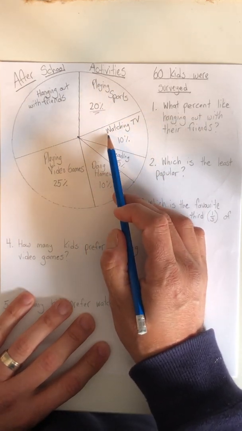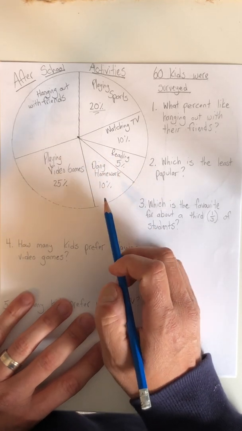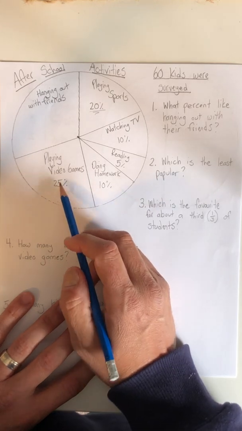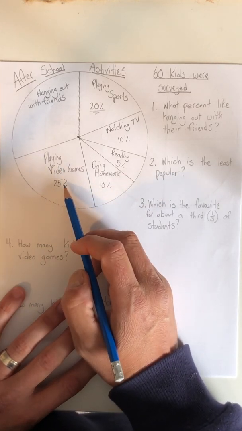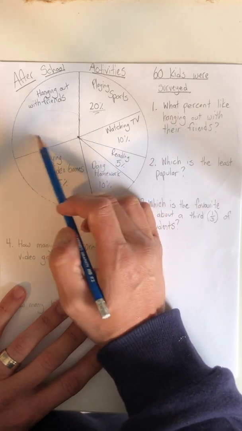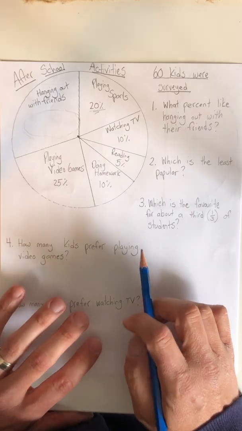10% said after school they prefer watching TV. 5% said they prefer reading. 10% said they prefer doing homework. 25% said they prefer playing video games. And a certain percent said they prefer hanging out with friends. We don't quite know what that is, but we can find that out.